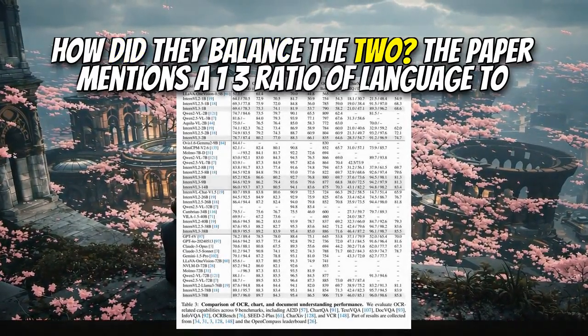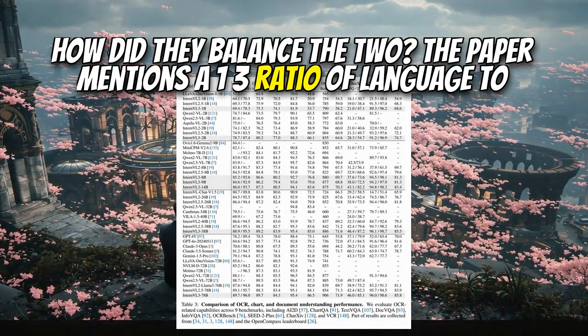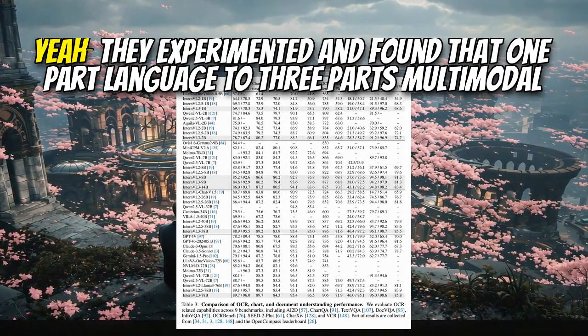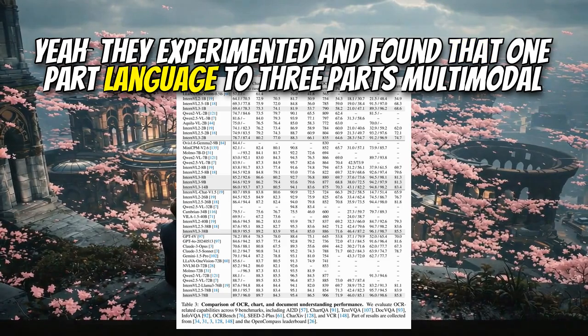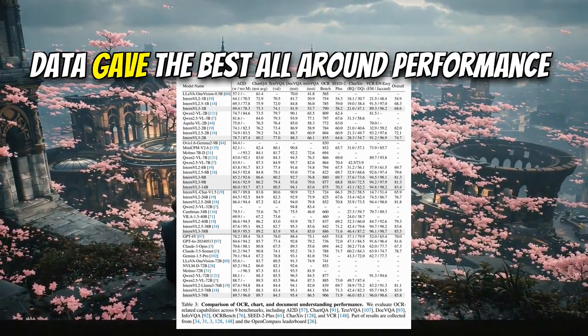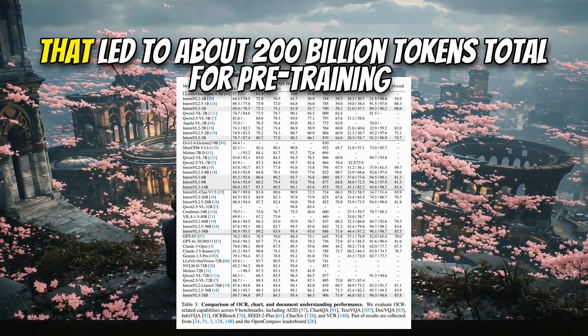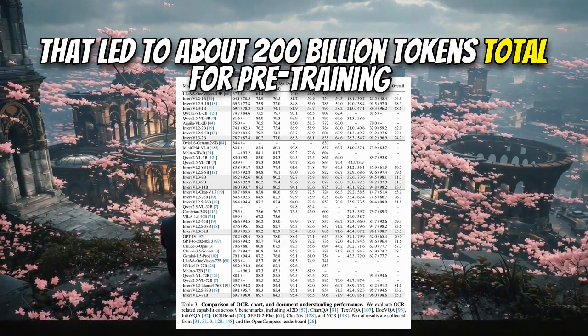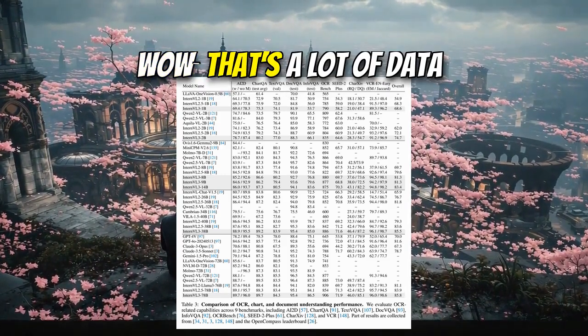How do they balance the two? The paper mentions a 1:3 ratio of language to multimodal data. Yeah, they experimented and found that 1 part language to 3 parts multimodal data gave the best all-around performance. That led to about 200 billion tokens total for pre-training. Wow, that's a lot of data.